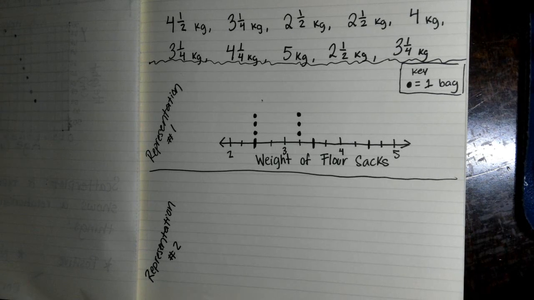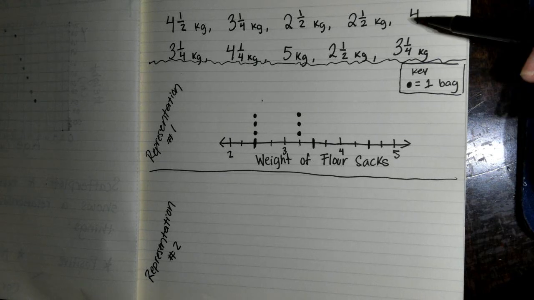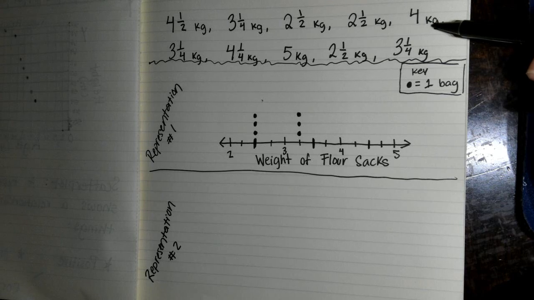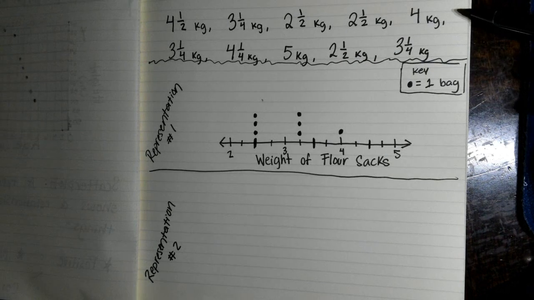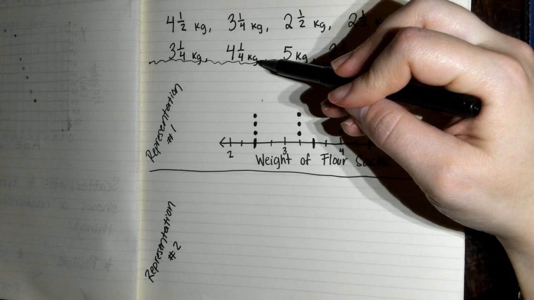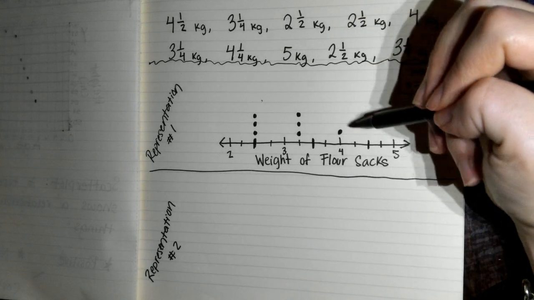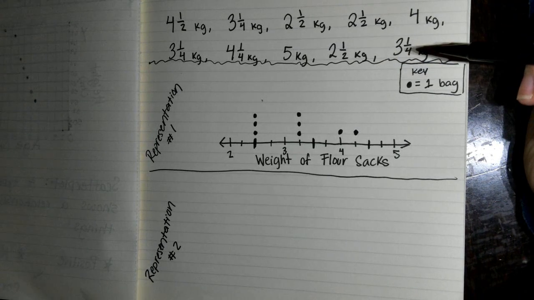And then, do I see any more numbers in the 3s range? No, I do not. So moving on, there is a single whole 4 here. So don't skip over him. There's 1 whole 4 kilograms here. So there's 1 dot above the 4. And then I see a 4 1/4. So there's just 1 dot above 4 1/4.